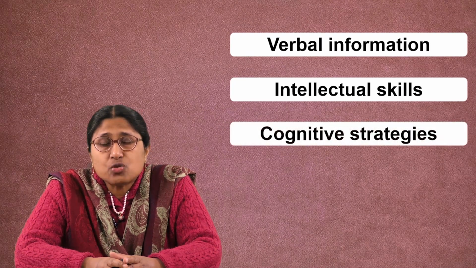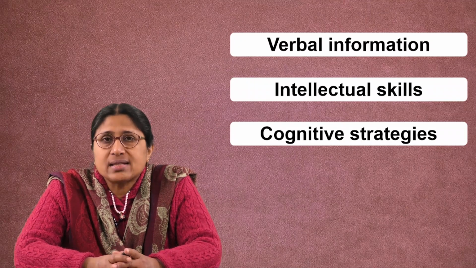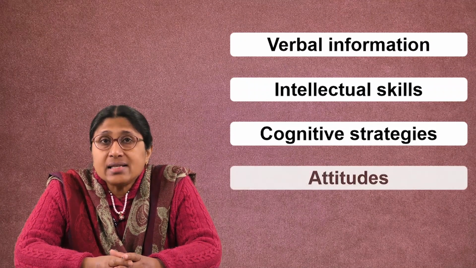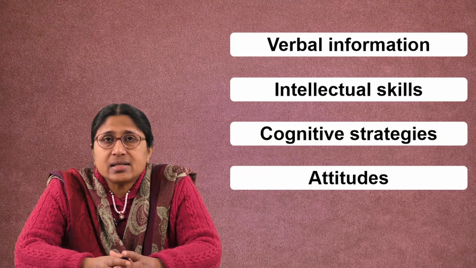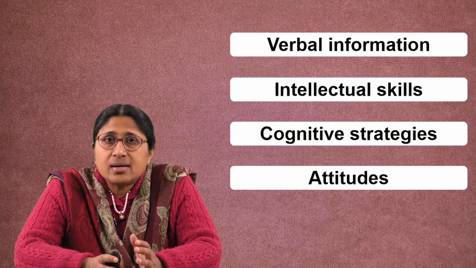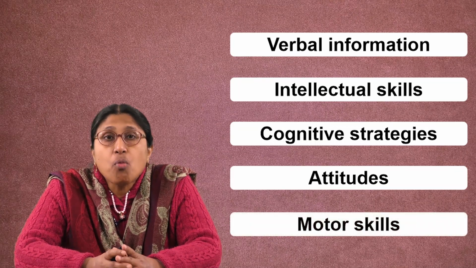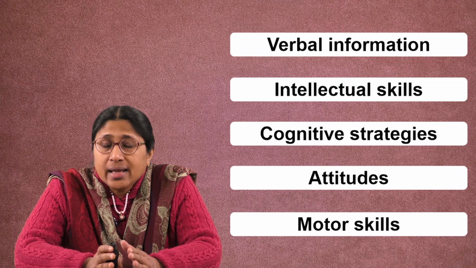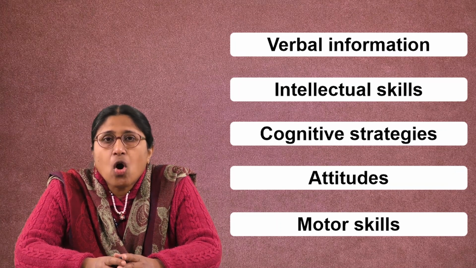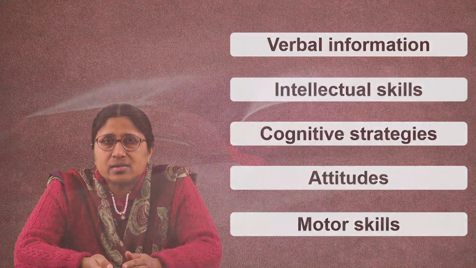Then the cognitive strategies, where the thinking process comes in. Then the attitudes. So after teaching a lesson on nationalism, what type of attitude the learner develops, that comes under the attitudes. Then come the motor skills, how the learner is able to display the thing that is presented to him or her. So this is all about Gagne's outcome strategies.